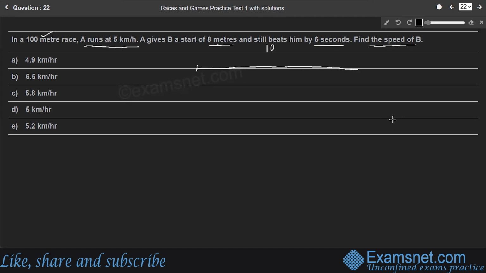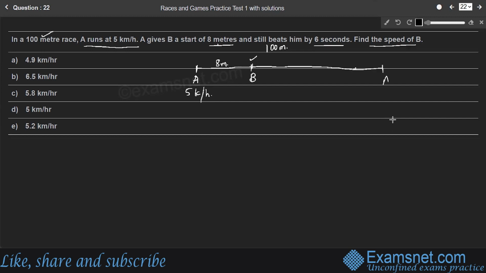So we'll consider a 100-meter race. Here A gives a start of 8 meters to B. So the starting point of B will be in such a position that the distance between A and B is 8 meters. That means A gives a start of 8 meters to B. And the speed of A is 5 kilometers per hour. And still A beats B by 6 seconds.